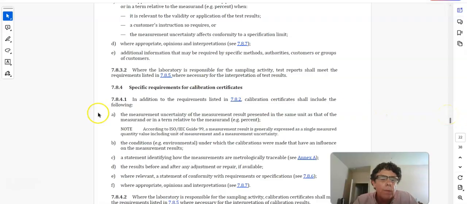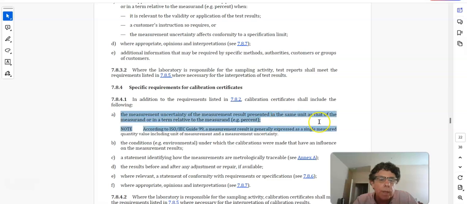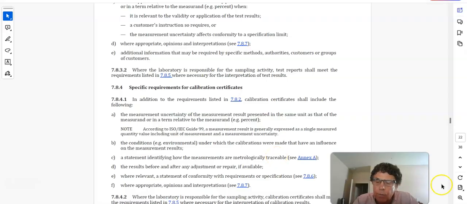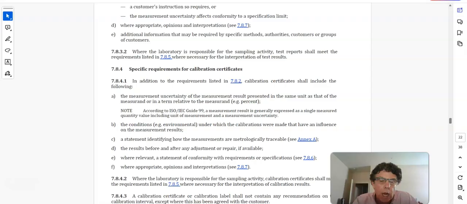7.8.4. And these are specific requirements for calibration certificates, and you'll notice the measurement uncertainty of the measurement result presented in the same unit as that of the measurand and or in terms relative to the measurand, e.g. percent. Environmental conditions need to be on there. The statement identifying how the measurements and metrological traceability are done, and then all of these things that are required for calibration certificates.